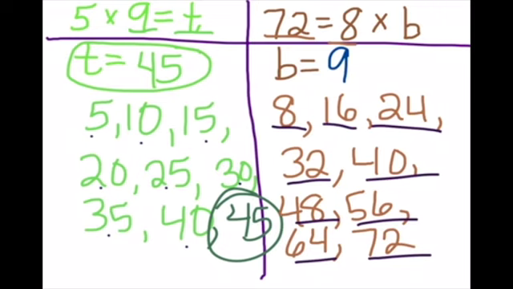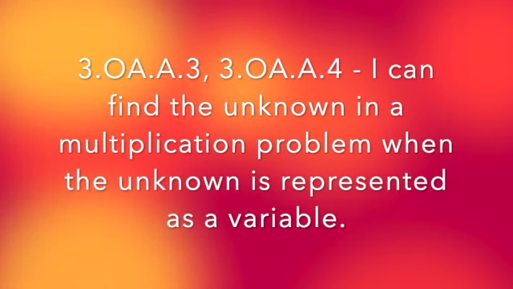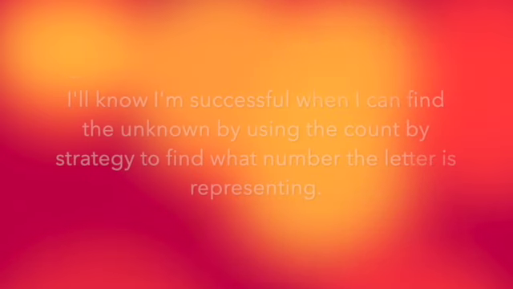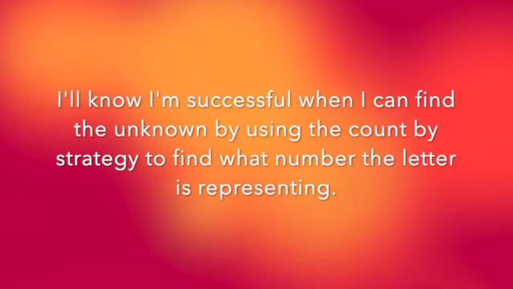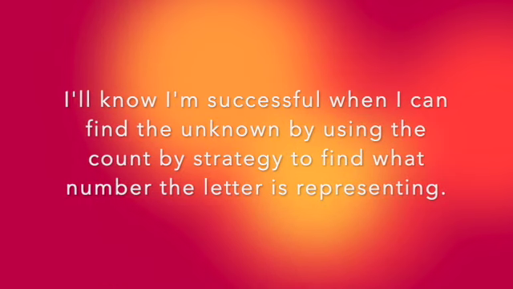This is such an important strategy that we are going to keep using, and you are going to keep seeing variables the older you get. So we are going to keep practicing them now in 3rd grade so that you will know exactly what to do every time you see one. So remember, your learning target today is I can find the unknown in a multiplication problem when the unknown is represented as a variable. And you'll know you're successful when you can find the unknown by using the count by strategy to find out what number the letter is representing.